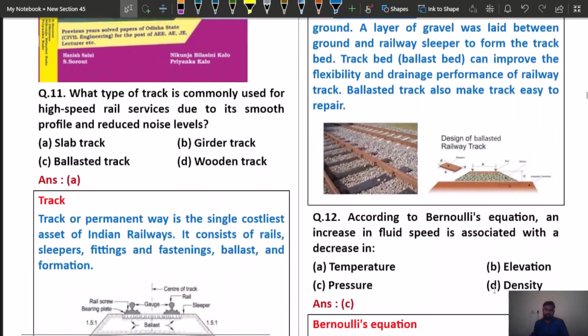Okay, proceeding on next question. What type of track is commonly used for high speed rail services due to its smooth profile and reduced noise level? This question is asking about which type of tracks are provided in high speed rail which reduce the noise level and provide a smooth profile. Options are given: slab track, girder track, ballasted track, or wooden track.